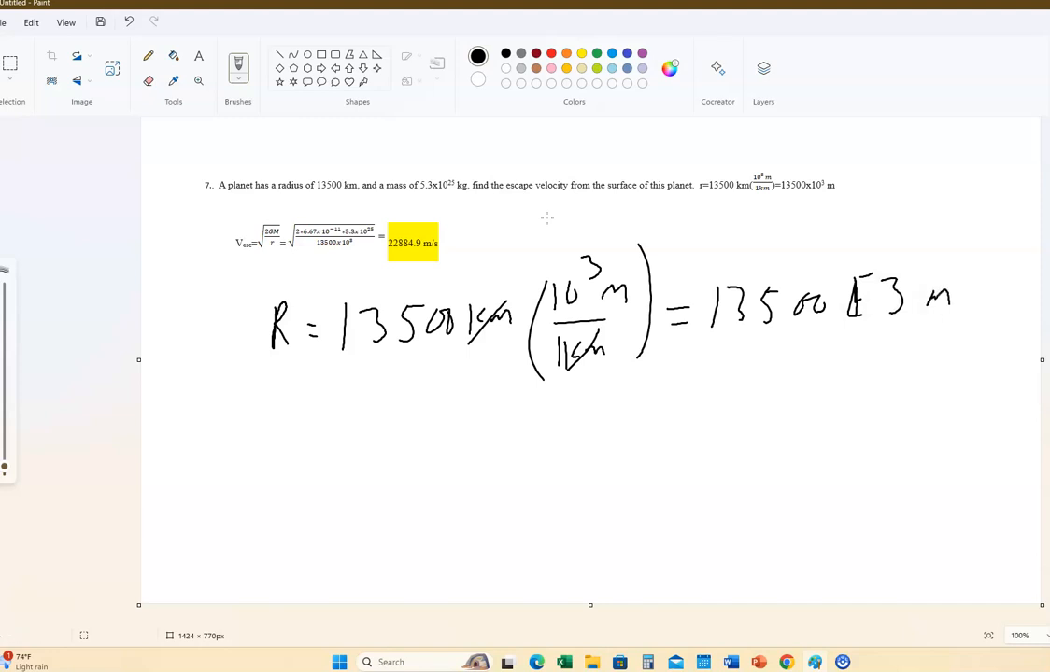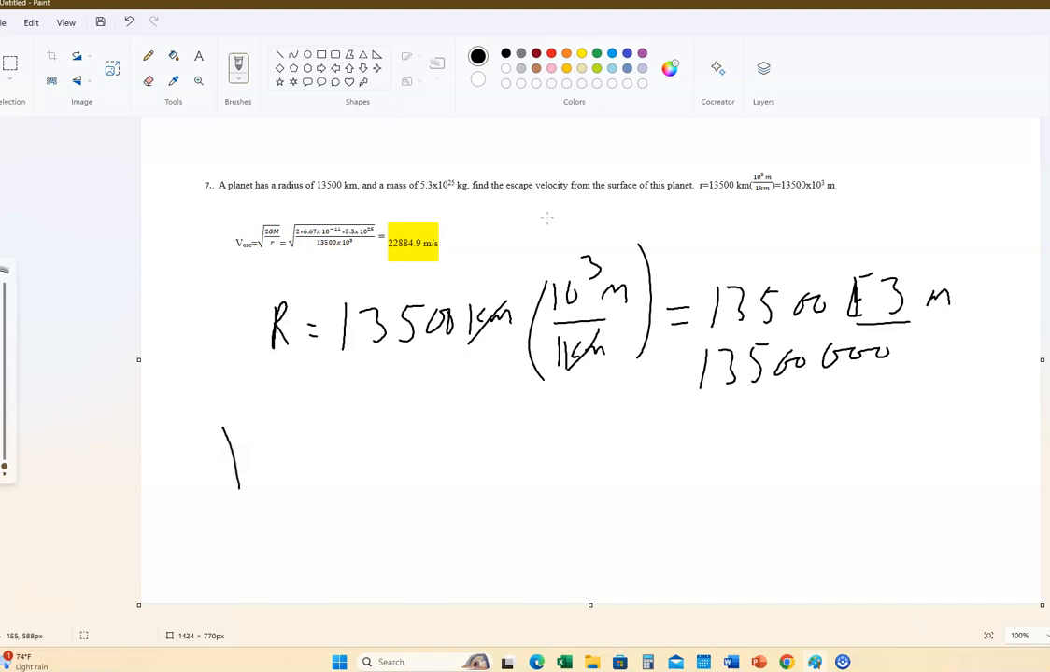Now you're ready to go. Or you could write it like this: 13500. Right, that's the original number, and just add 3 zeros, which is exactly what that is. That's what times 10 to the third is. All right, so anyhow, then we put it into this equation.